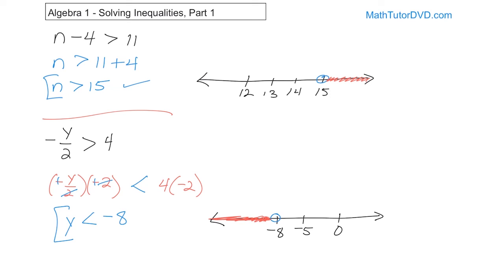You can multiply and divide whatever you want on both sides of the inequality. The only problem is if you multiply or divide by a negative number, you better flip the direction of that inequality at that step in your solution. And then you'll always get the right answer. So make sure you can solve these.